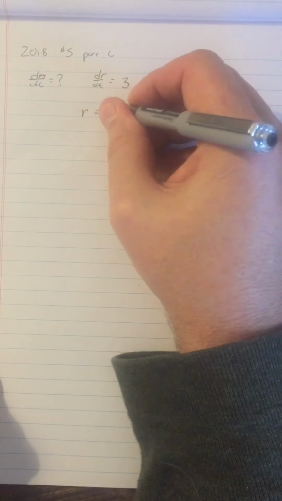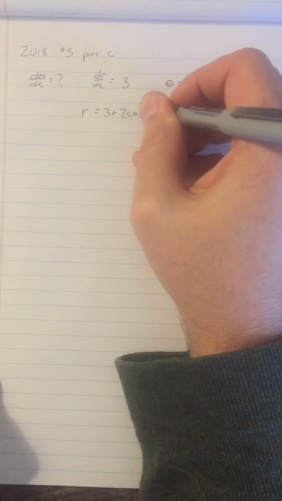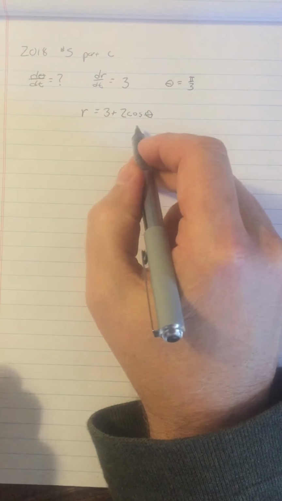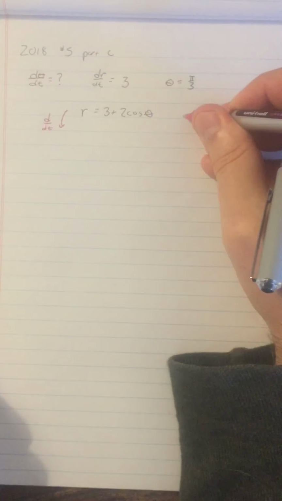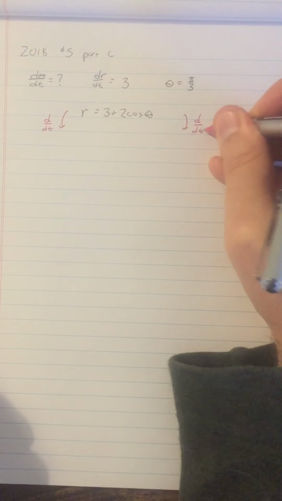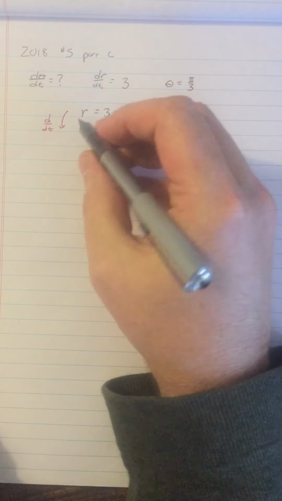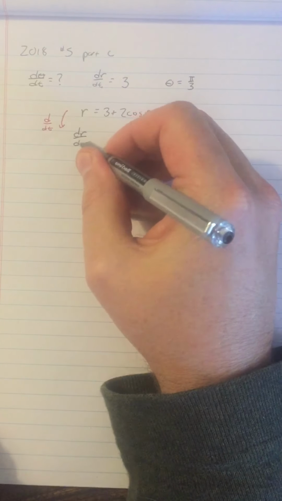We have the function r equals 3 plus 2 cosine theta. None of these variables are time. So when we do, this is a related rates problem. When we do derivative with respect to time on both sides, we have to remember that it's really implicit differentiation because none of these variables are t. So when I do the derivative of r with respect to t, it's going to be dr dt.